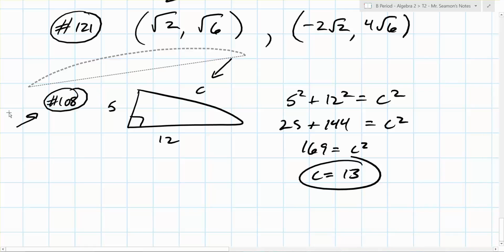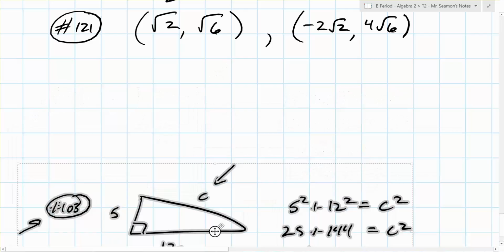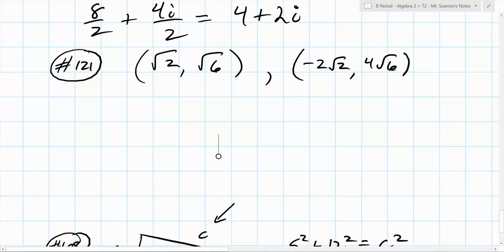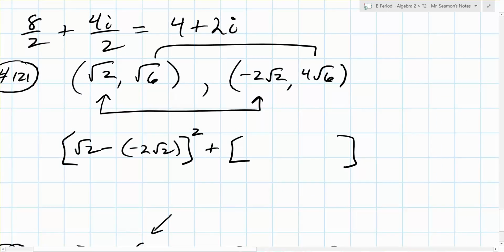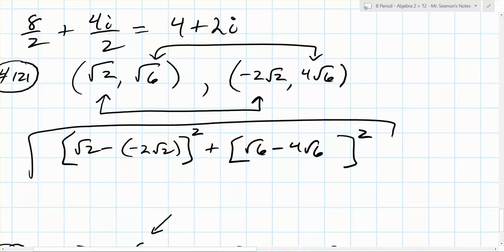On the one up above, it's asking you to find the distance between these 2 points. How do you find the distance between 2 points? What do you do with the x values? Subtract them. So root 2 minus negative 2 root 2. And what do you do with that subtraction? You square it. And then what do you add to it? The same thing for the y values, so it's root 6 minus 4 root 6. Square it. And then what do you do with that whole sum? C squared. So what do you do if you want the distance? The square root.